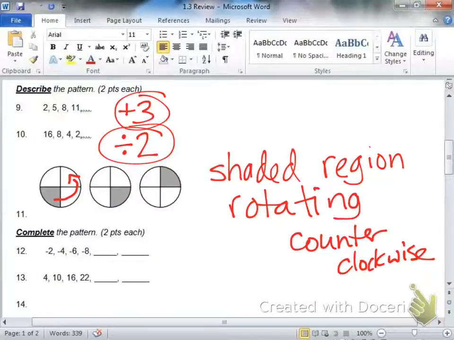All right, we can jump right down to the next section. Here you are finishing the pattern. So what are the next 2 terms on number 12? Yes, sir. Negative 10, negative 12. Oh, I called on him. Negative 10 and? Negative 12. Very good. Do you know the next one? Yes. What is it? 28 and 34. 28 and 34. Good.